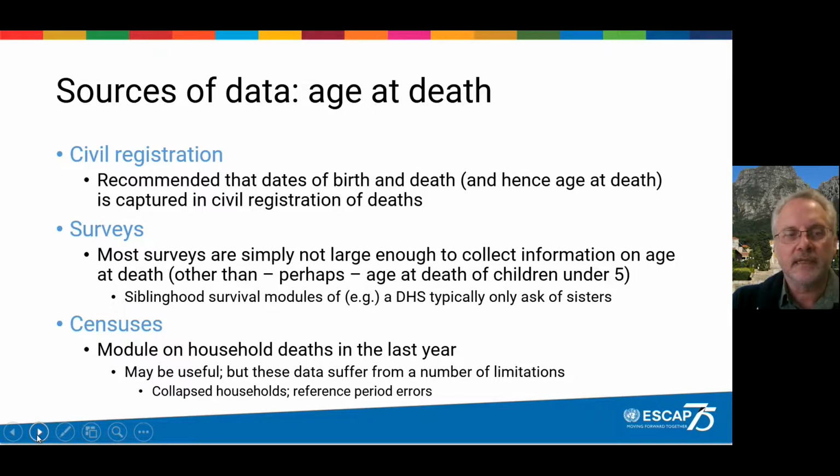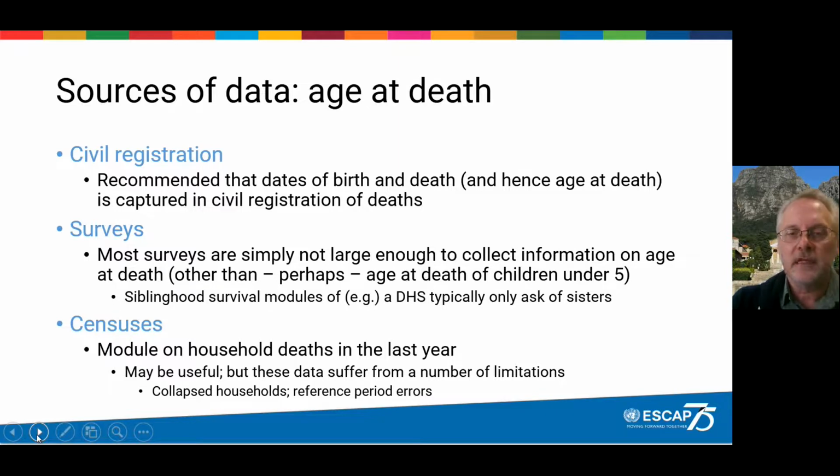The second source of data would be that from surveys. However, most surveys are simply not large enough to collect information on age at death. In the general context, deaths are relatively rare events, and so one needs a very large sample size to produce reliable estimates on the number of deaths in a population. However, one might still be able to derive useful information about the age of death of children under 5, for example, from a demographic and health survey.